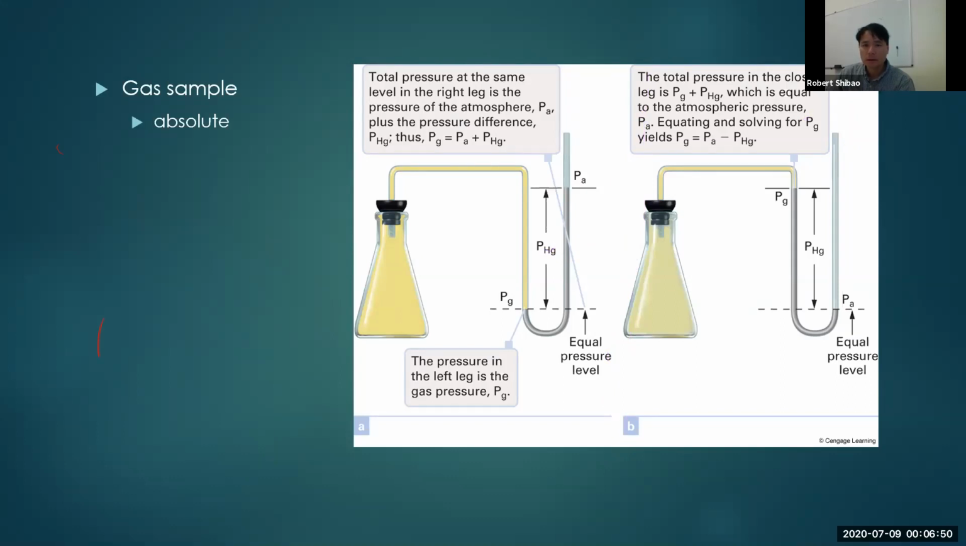Okay, let's go on here. All right, now let's measure the pressure. We can't miniaturize a barometer and place it inside the flask, and so instead we do this.